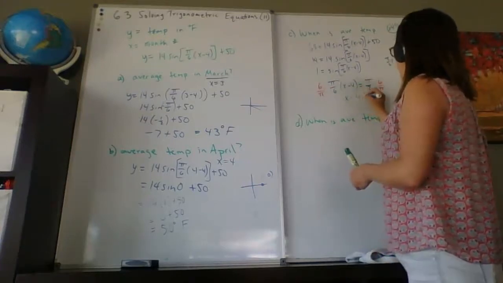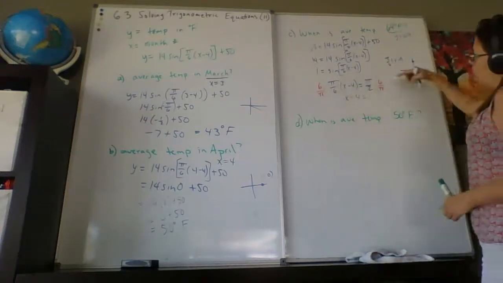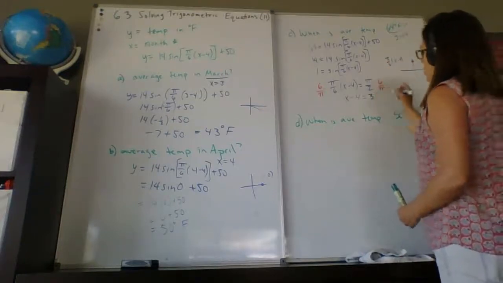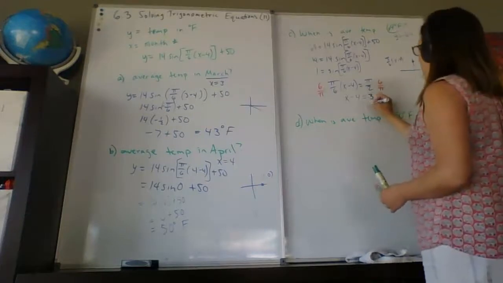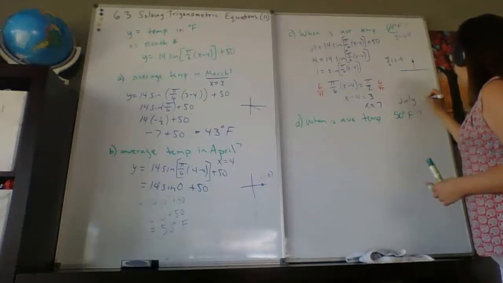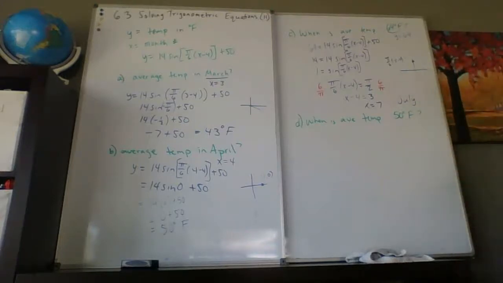x minus 4. On the right, the pi's cancel, and then we get 6 over 2, or just 3. Adding 4 to both sides, we get x equals 7. So now the 7th month is July. So July will have an average monthly temperature of 64 degrees. Go ahead and try D on your own.